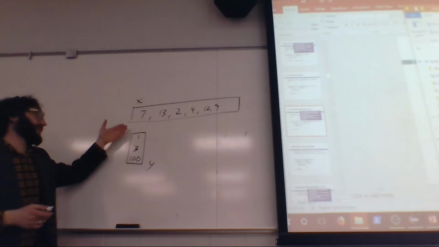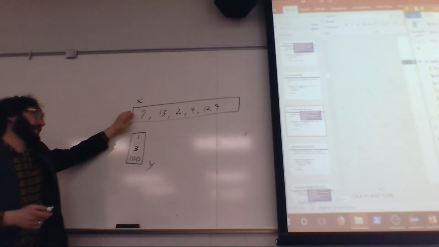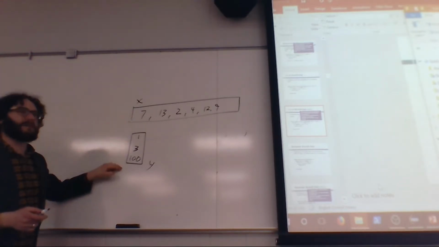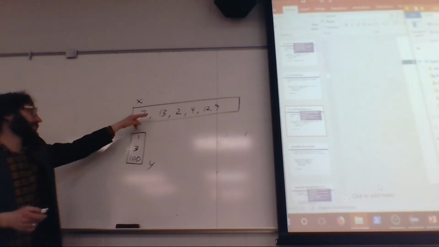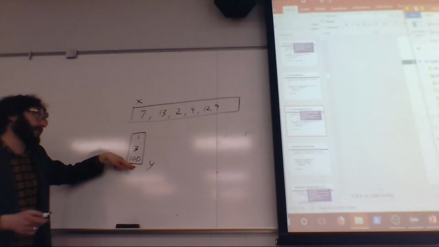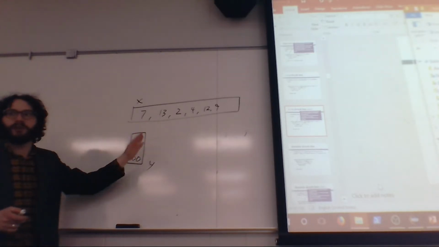To do that, we would say, okay, take a look at this first number. Does it match any of these numbers? Does 7 match 1, 3, or 100? No, it does not. Does 13 match 1, 3, or 100? No, it does not. Does 2 match 1, 3, or 100? And so on and so forth.